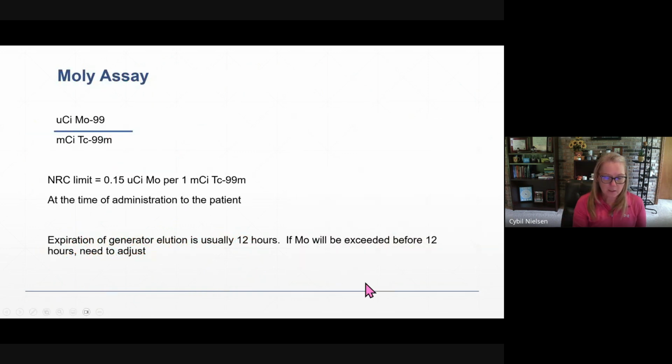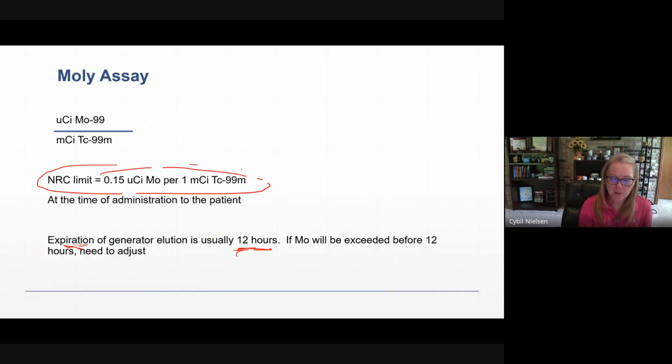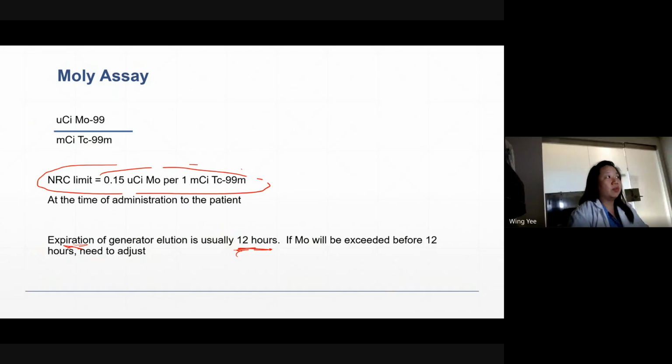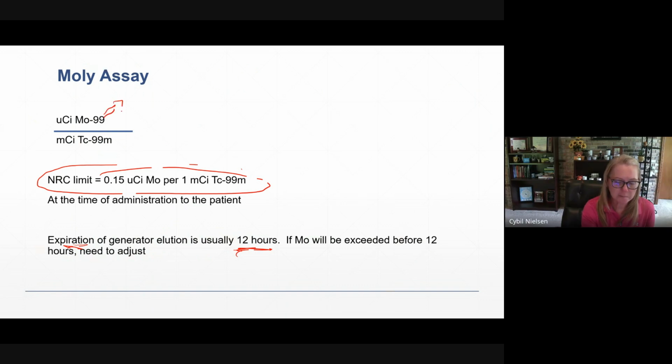Okay, so the expiration time of the generator eluate is 12 hours. Once you make a kit, for most of the kits the expiration time is 6 hours. But if you just have it in its eluate form, it's going to be 12 hours unless it exceeds this limit before then. Why would that limit change? What's the half-life of molybdenum? 66 hours. Okay. What's the half-life of technetium? 6 hours. Okay.